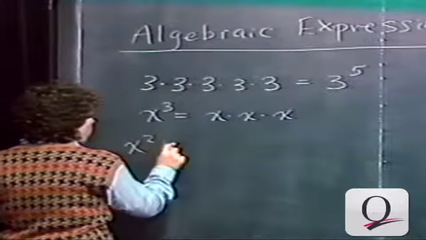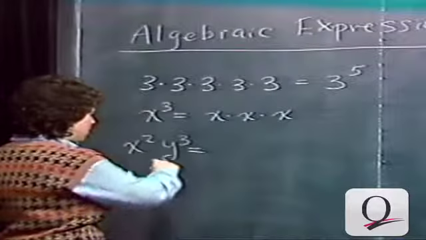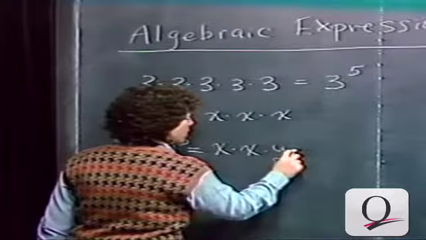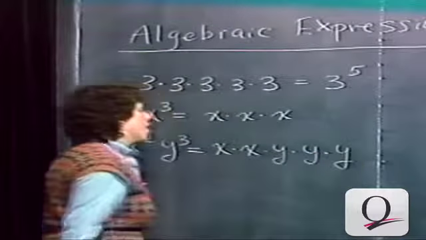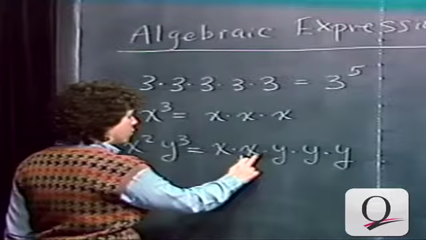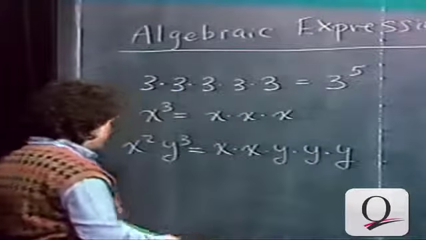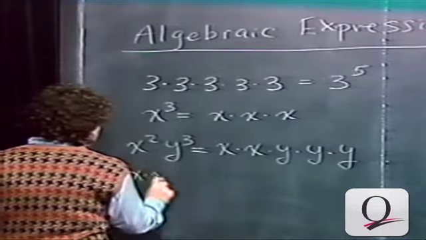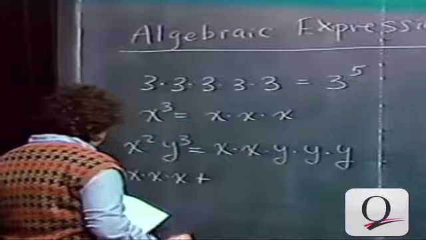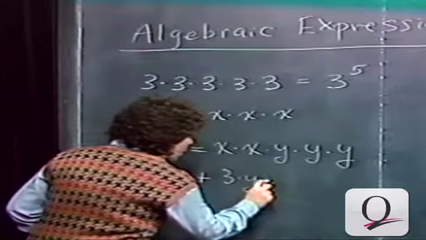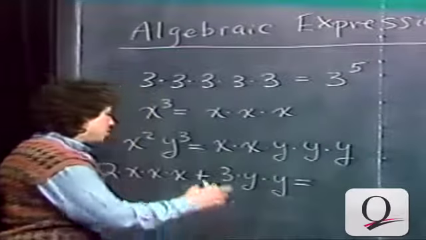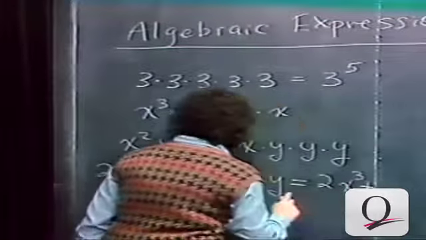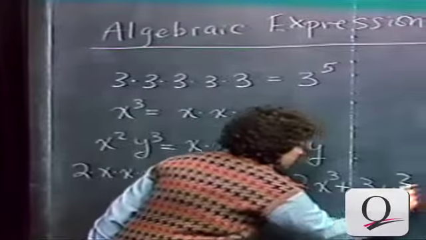x squared y cubed is the short way of writing x times x times y times y times y. x taken as a factor twice times y taken as a factor 3 times. And 2 times x times x times x plus 3 times y times y can be more concisely written as 2x cubed plus 3y squared.